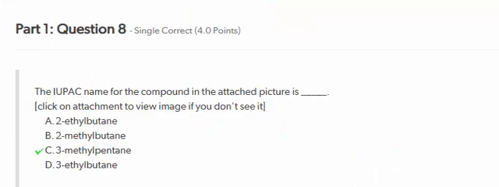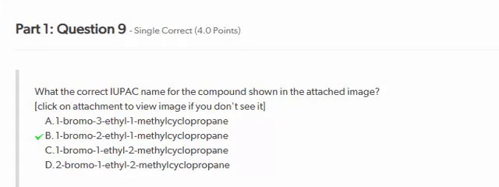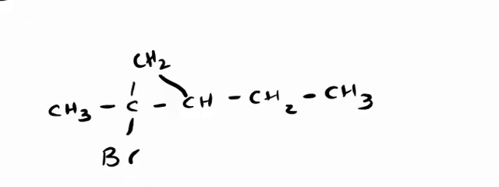Number 9. Correct IUPAC name. Again, I don't necessarily get the images, so when you ask a question, it would be helpful if you attached a picture. So the picture looked something like this.